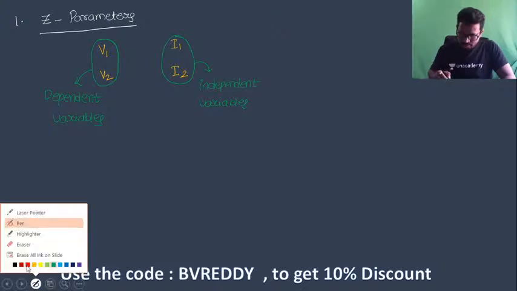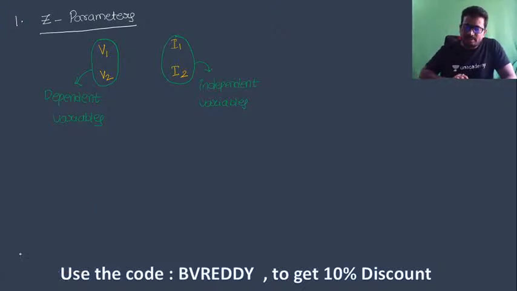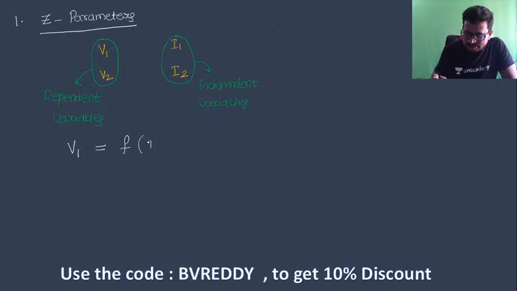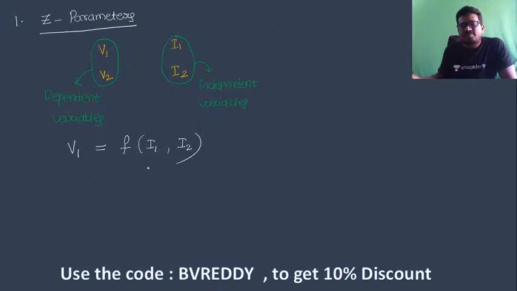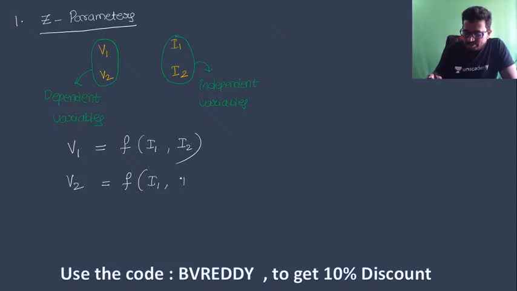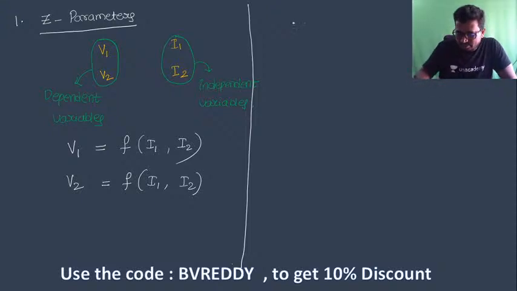Now let's see those parameter equations. V1 is a dependent variable, which we can say is a function of I1 comma I2. We should express V1 as a function of I1 comma I2, and V2 is also a function of I1 comma I2. Yes, these are called the Z parameters relation, which we are going to see.